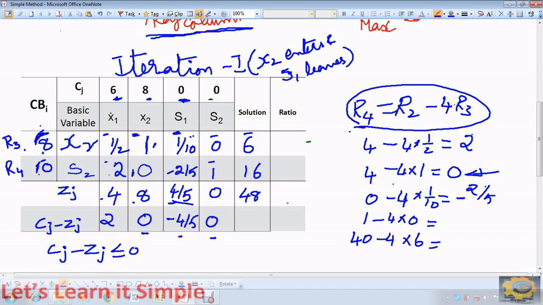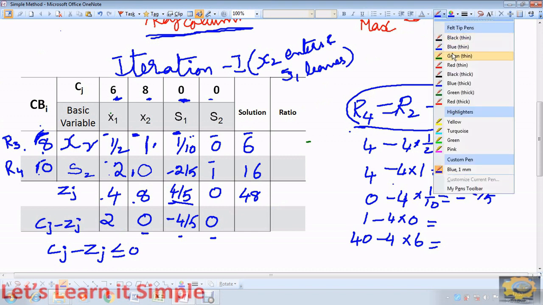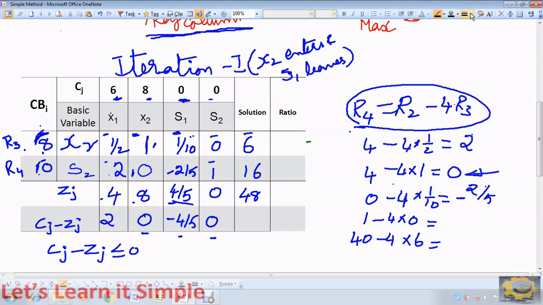Therefore, that can be taken as the key column. So let me change the color for better understanding. So that can be taken as the key column. We have only one column with a positive value, therefore this is the key column. Now the key column corresponds to, if you go back, x1, which means in the next iteration x1 will enter.